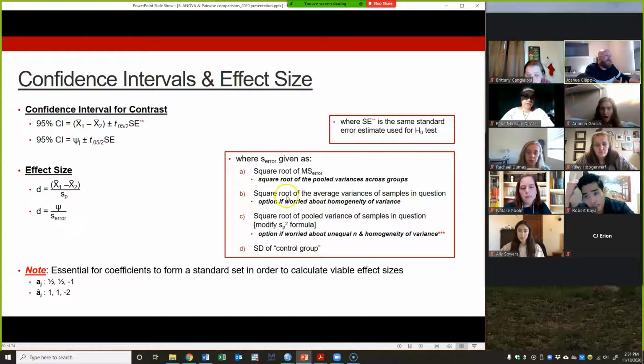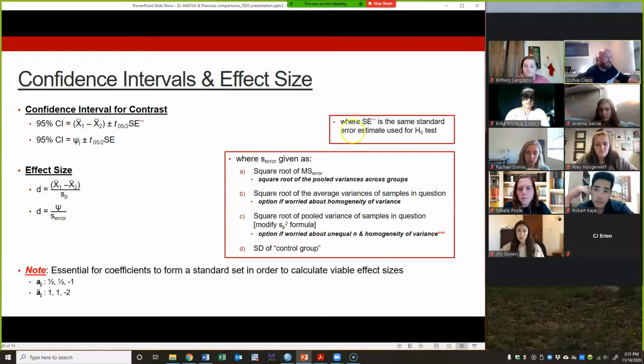What I might do then is just take the square root of the average variances of the samples in question. So I just take the average of the variance of groups 1, 2, and 4. Again, if I have equal sample size, I just average the variances of the groups that are included in my contrast, right? And that way, if 3 is a problem, then I'm not including 3 in there because 3 is going to throw me off, right?